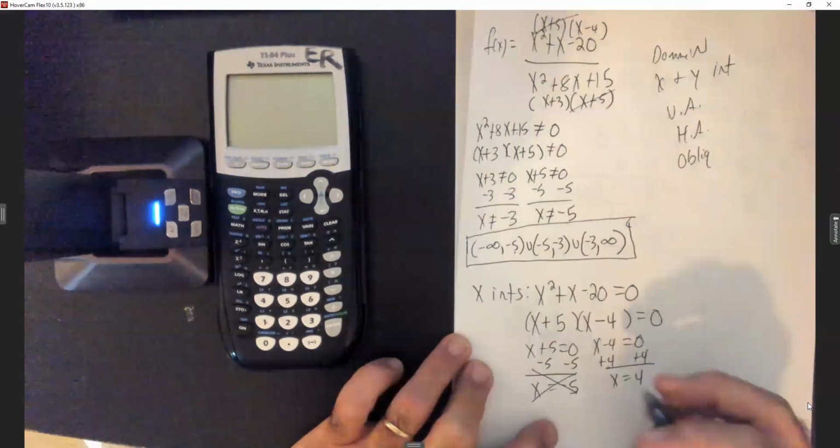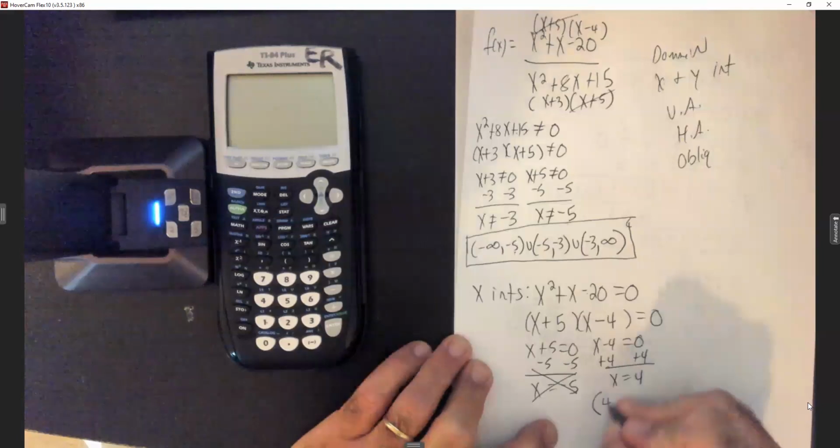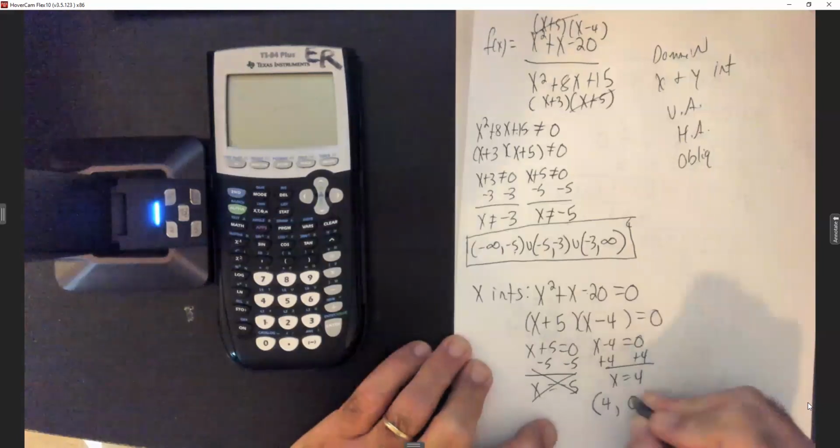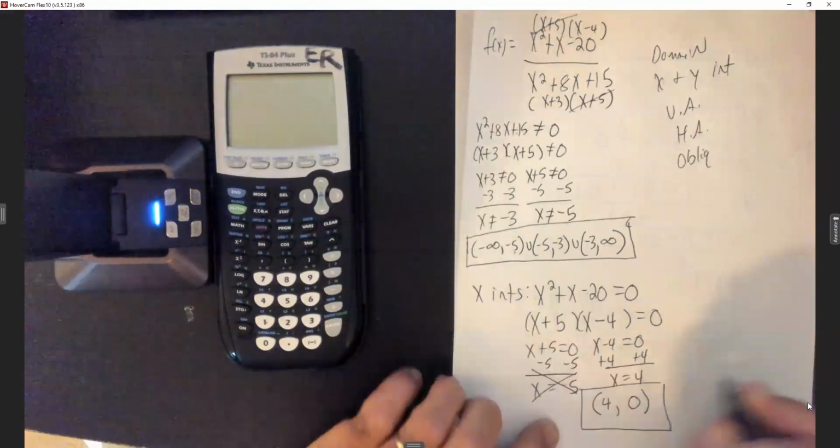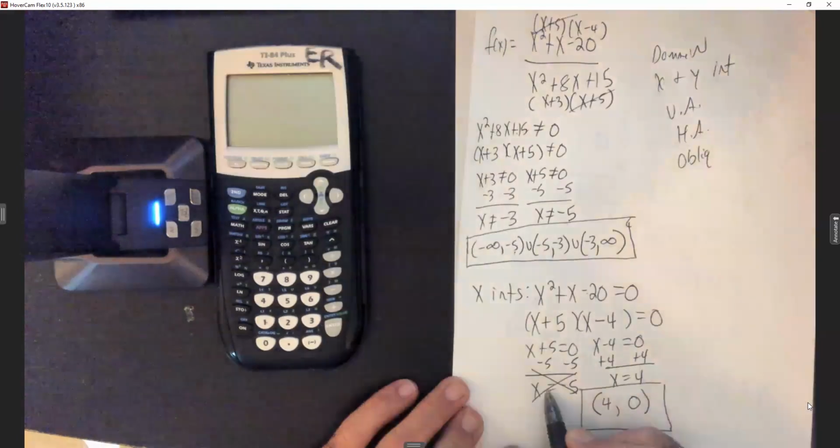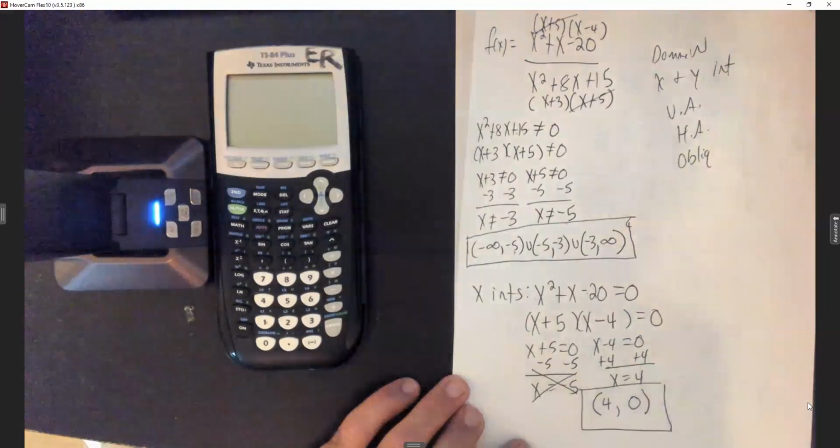But remember, it's got to be like a point. So that would be 4, 0. At this other one, it'd make a hole in the graph, okay? All right, so there's only one x-intercept.